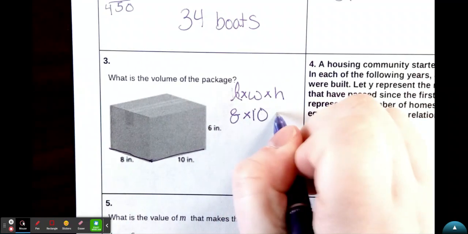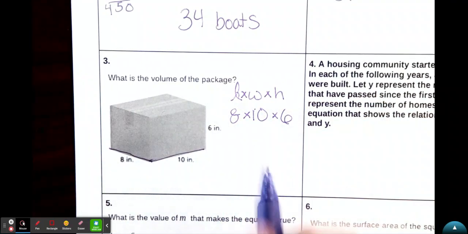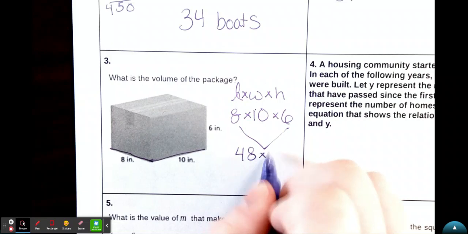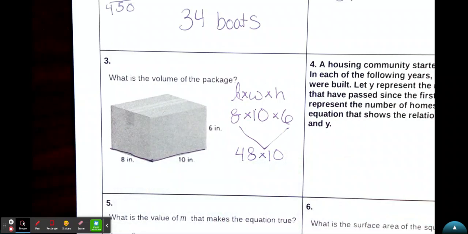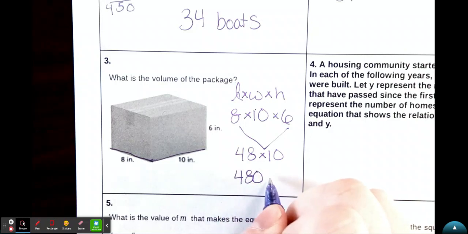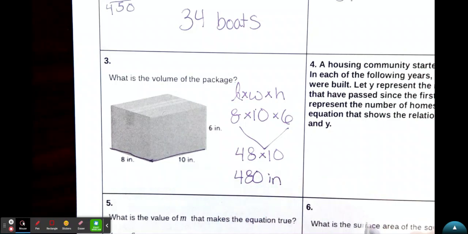Height? Okay. All right, so I'm going to do 8 times 6 first, and I'll show you why. What's 8 times 6? 48 times 10. Whenever you multiply something by 10, you just add a 0 at the end. Okay, so what is it? 480 inches cubed. When we're talking about volume, that is 3D space. So your dimension should be 3D, which means to the power of 3.